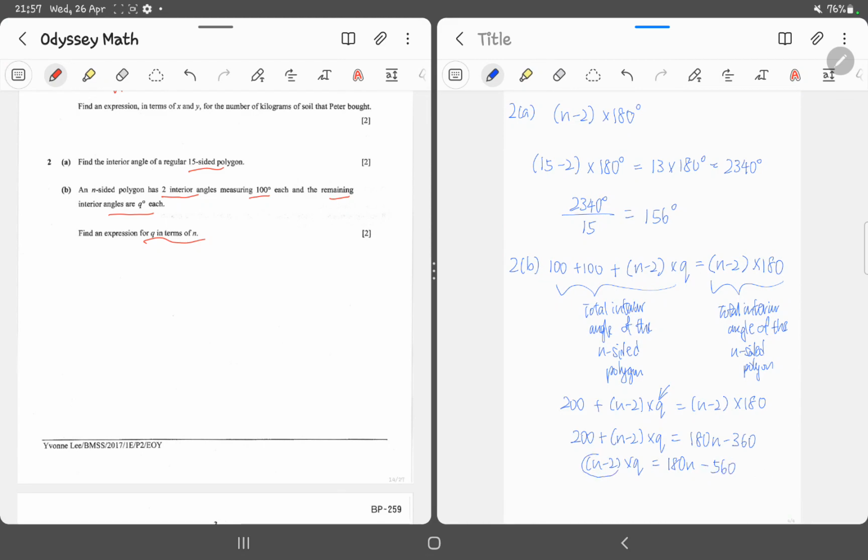Now we divide by the (n minus 2) over here, because this is (n minus 2) times q. When we move it to the other side of the equation, it becomes divide. So q is equal to (180n minus 560) over (n minus 2). And we are done with question number 2.